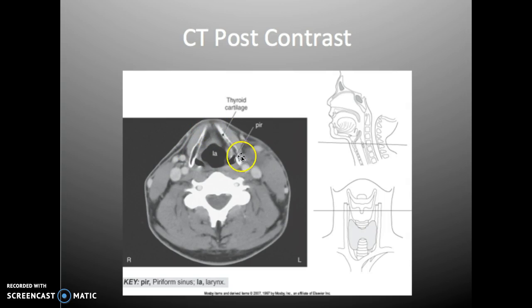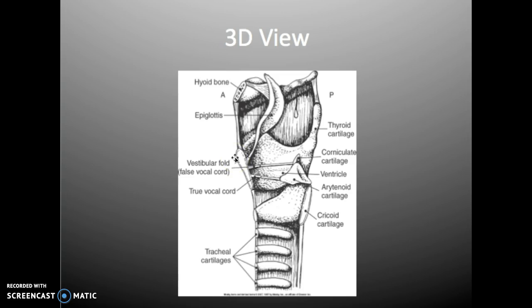So coming around here, this V-shaped is your thyroid cartilage. Here's your larynx, and you've got your piriform sinus on either side. This is a 3D view here. So you've got your hyoid bone. This is your epiglottis. This is kind of give you an idea where we're at. This is your thyroid cartilage.